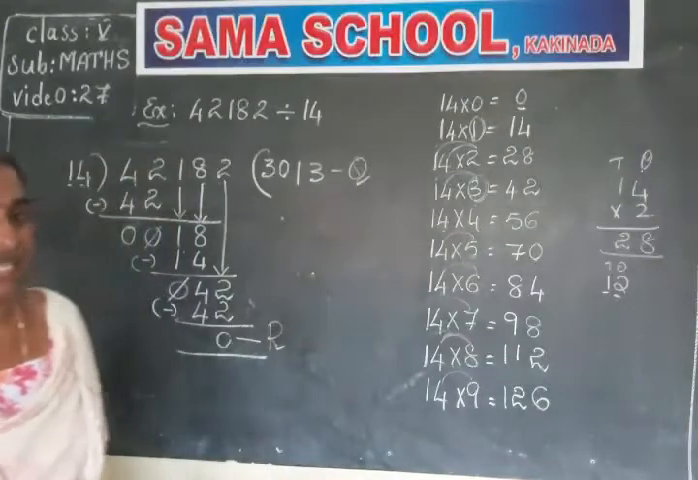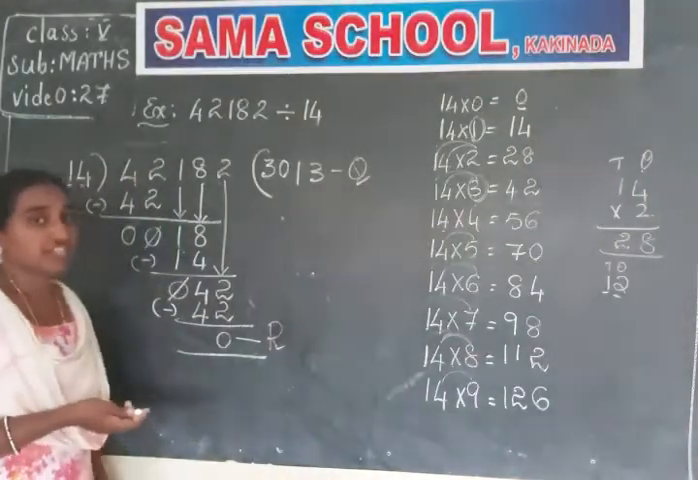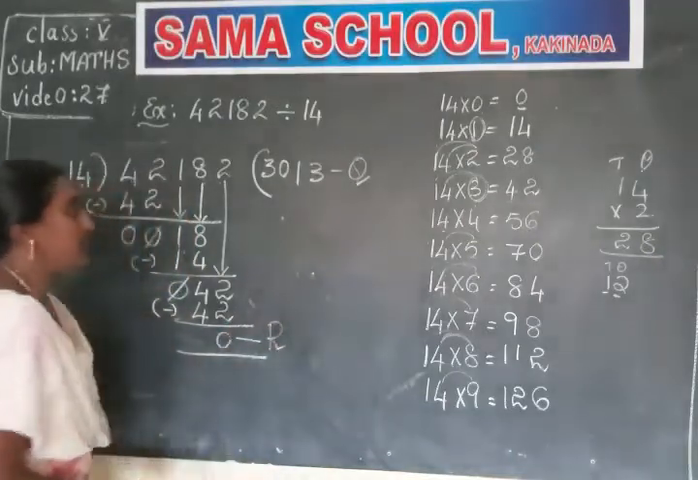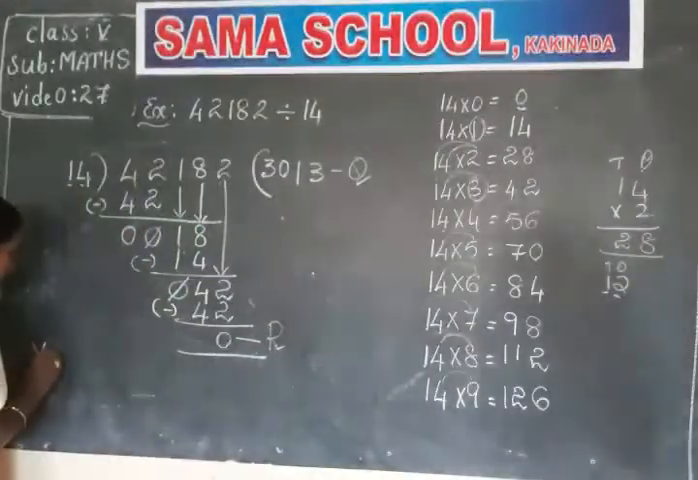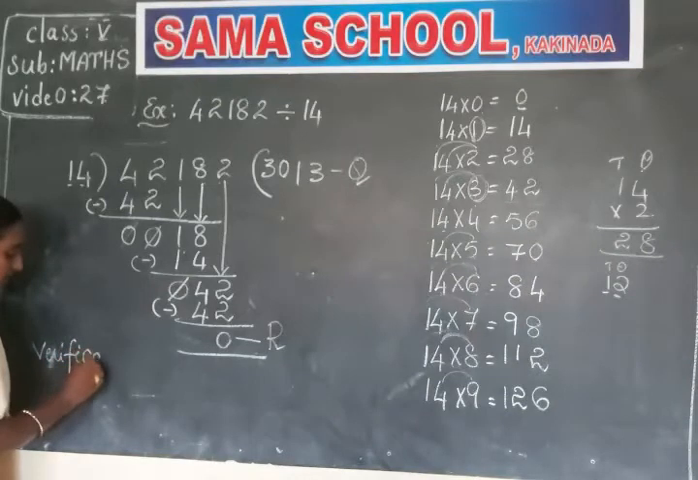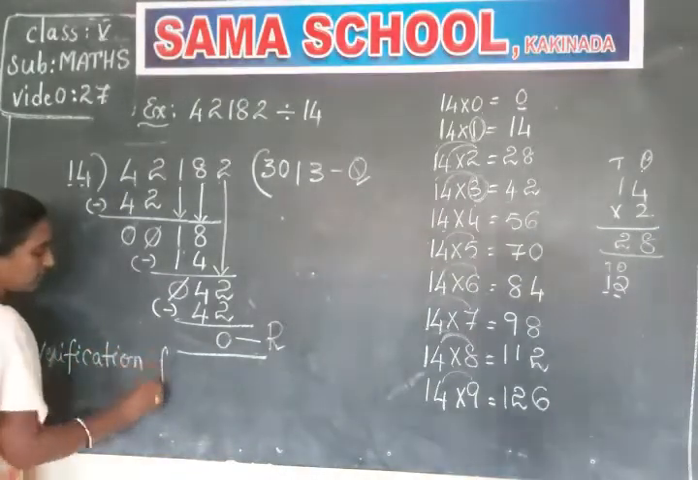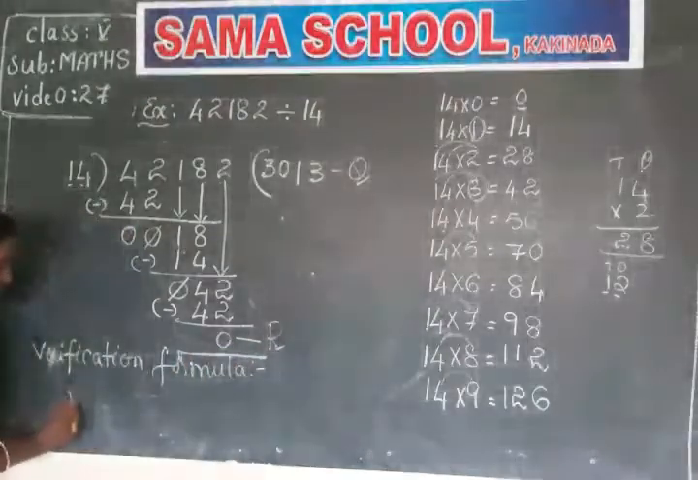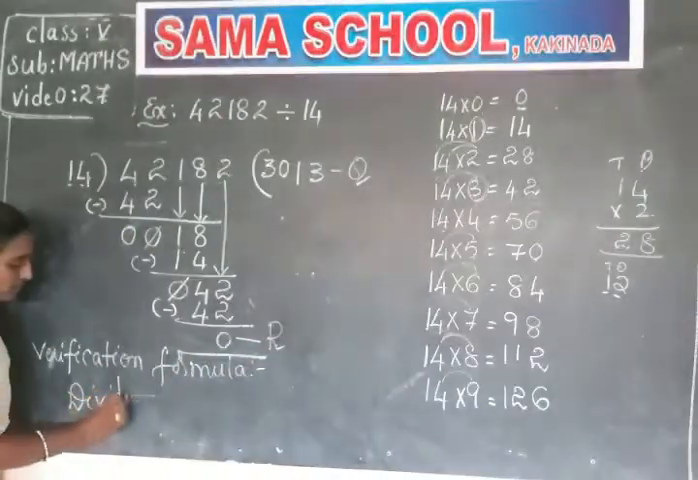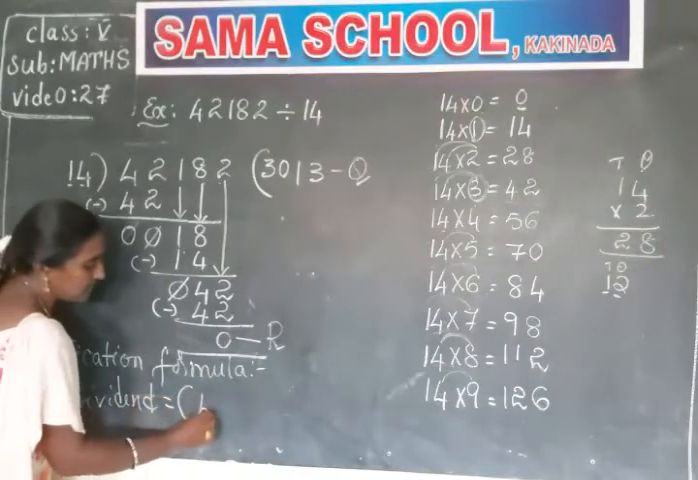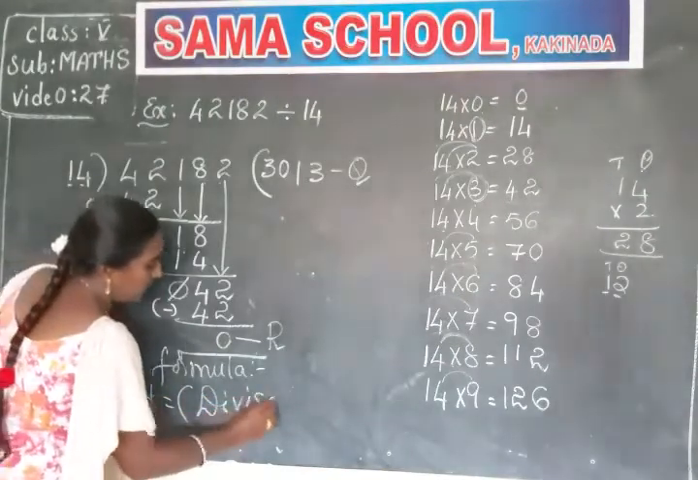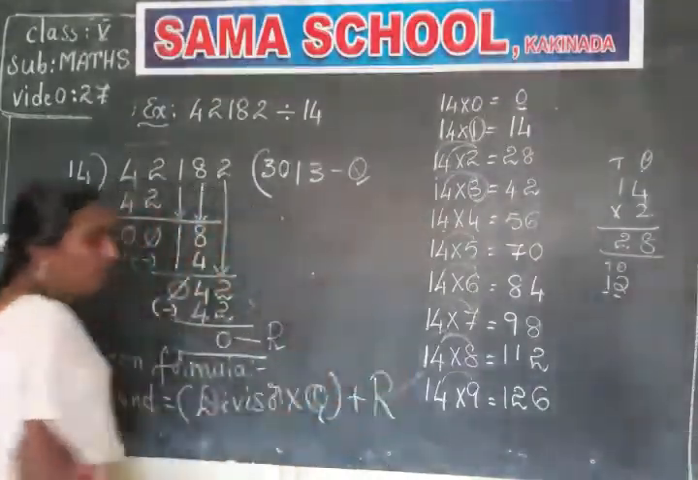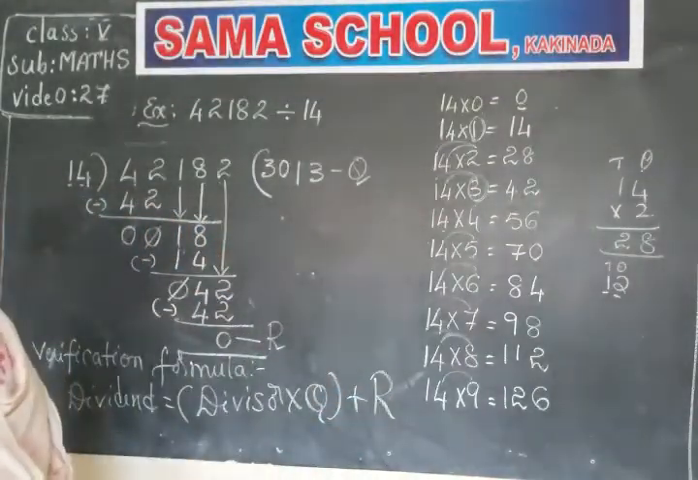We don't know whether it is correct or not. So, how can we check the answer? By using the verification formula. Do you remember the verification formula? In division, what is the verification formula you have learned in the previous class? Dividend equal to divisor into quotient plus remainder. This is the verification formula.